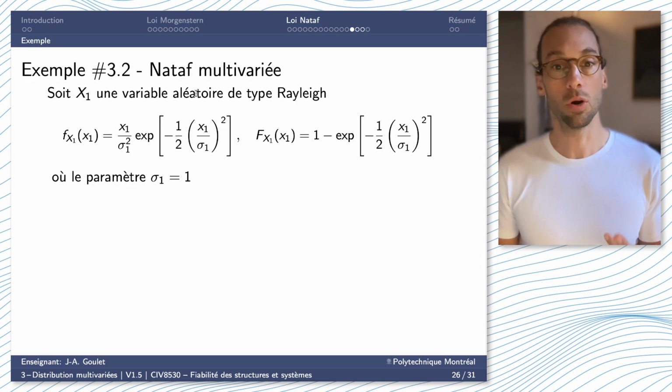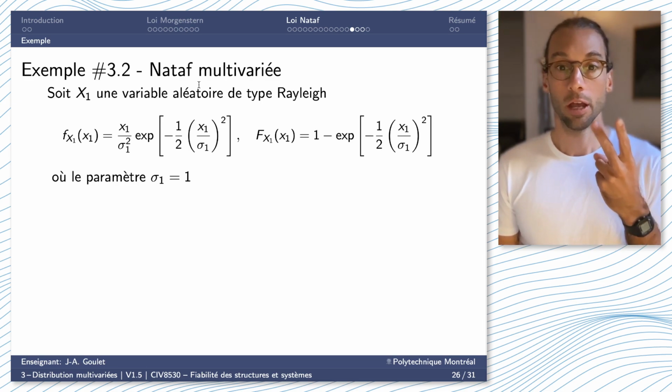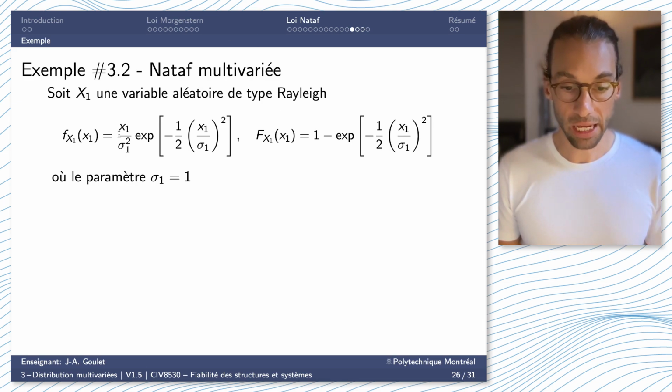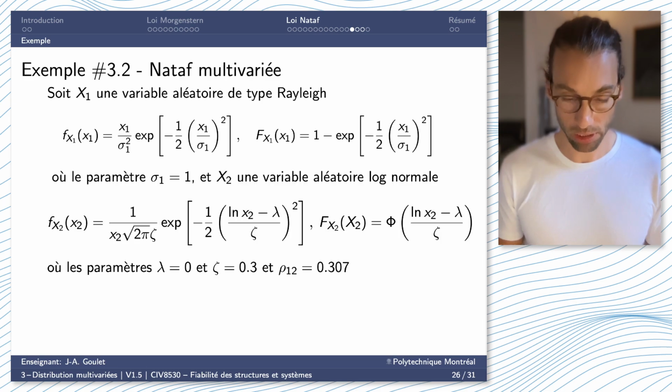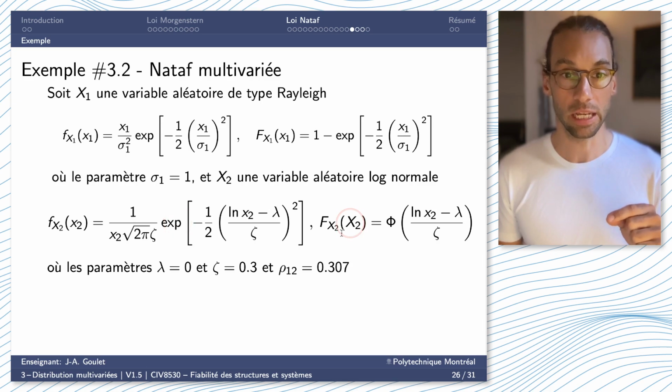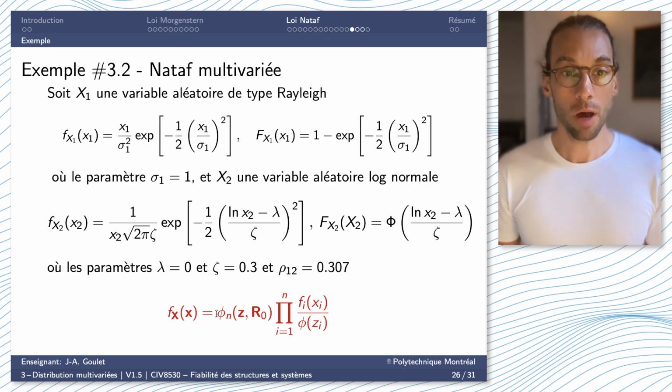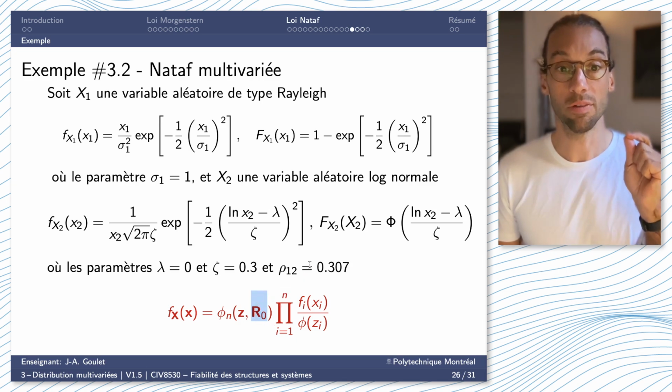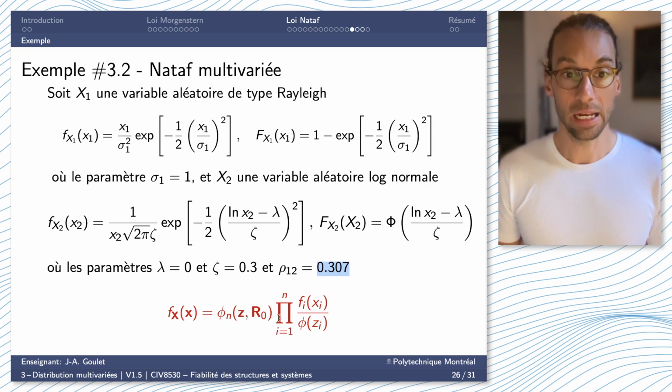So let's review our example where we have two marginal random variables. The first one is Rayleigh, with PDF and CDF, where the parameter is sigma 1 equal to 1. And x2 is again log normal. We have the PDF, we have the CDF, and we want to use a correlation coefficient of 0.307. So we're going to model this by a joint bivariate standard normal PDF, where R0 still has to be determined from our C coefficient and 0.307. And this is going to be the product of the marginals f of x1, f of x2, divided by the standard normal phi.